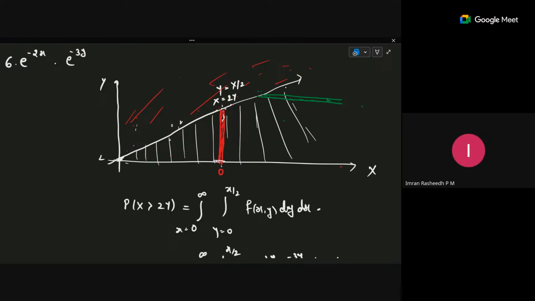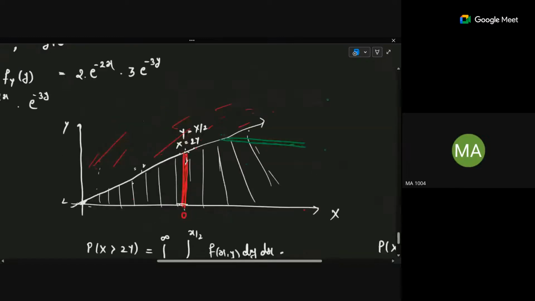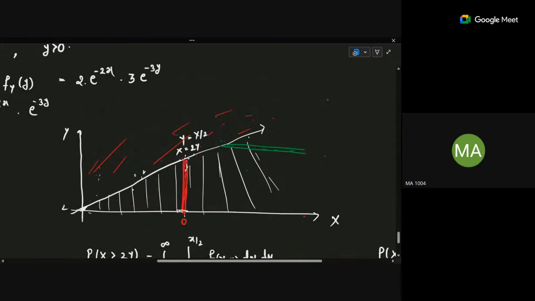Okay, then what will be the limits for x? The strip is horizontal. That means swiping will be from upper to lower or left to right. Ma'am, I'm just telling you how to decide whether it will be a limit of x or y.